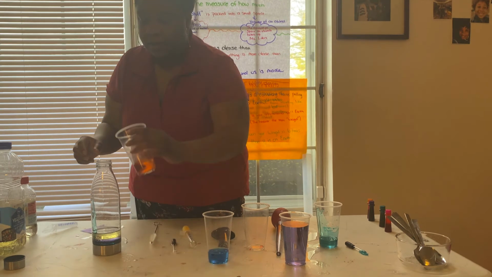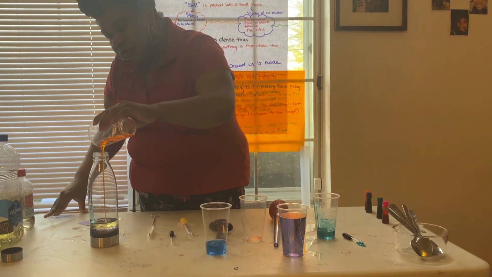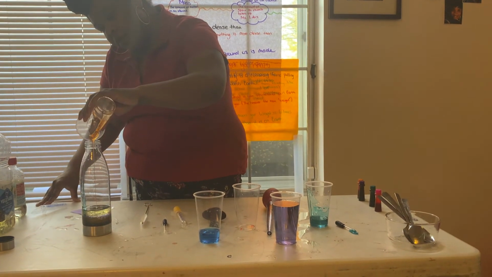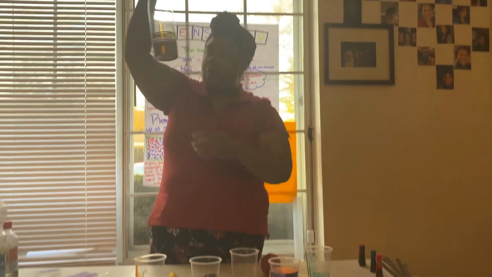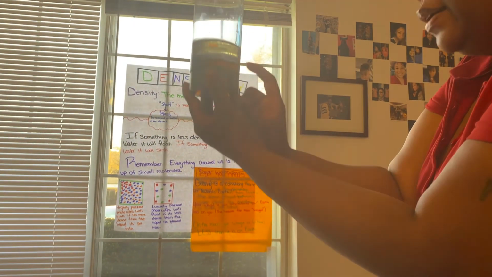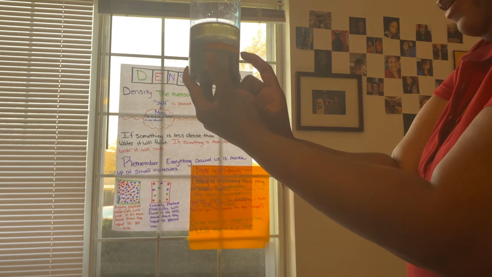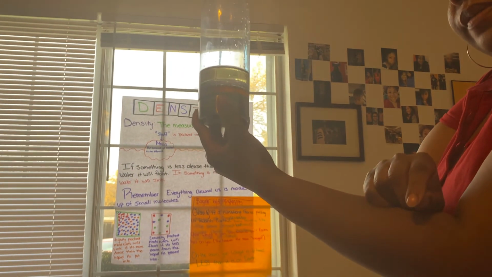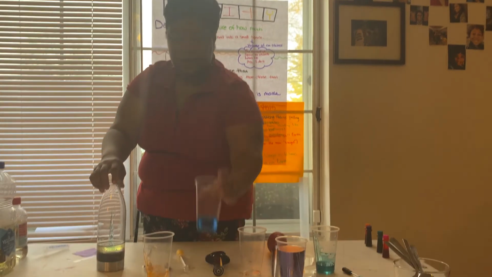Let's test honey. Got some orange honey. Okay. So, if we're looking, there's the oil, there's the water, there's the honey. The honey actually floated on top of the Karo syrup, but it still sunk below the water and it still sunk below the cooking oil. Isn't this cool? All right, let's test the dish liquid.